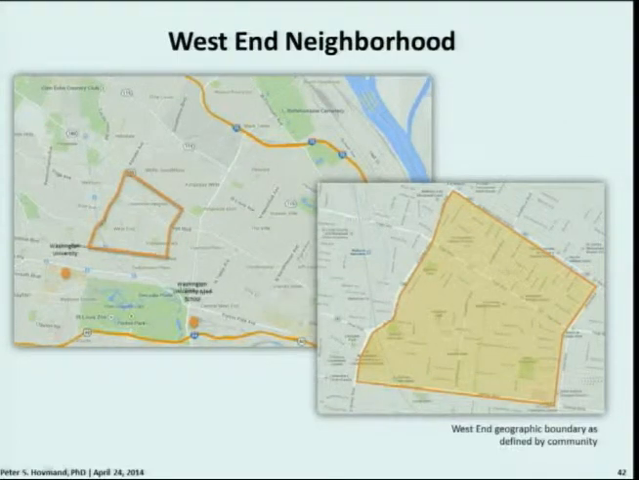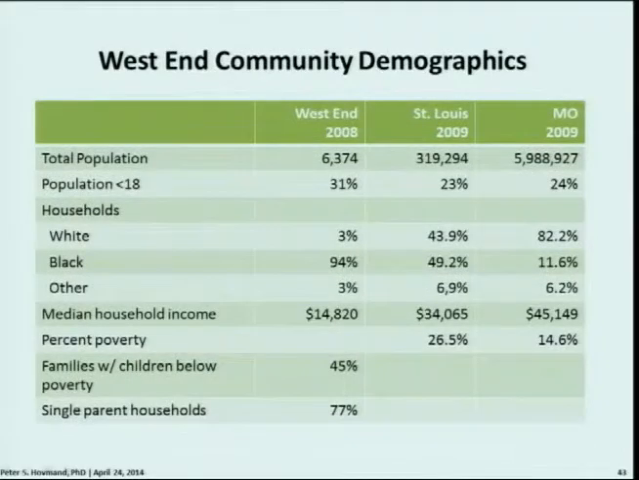So Washington University, if you're familiar with St. Louis, is right here. The river is here. Stadium's down here. Medical school's over here. Forest Park. So this region here is the community-defined boundary of the West End, and actually the lab is right down in this southwest corner. And this is the picture of the blow-up of this.